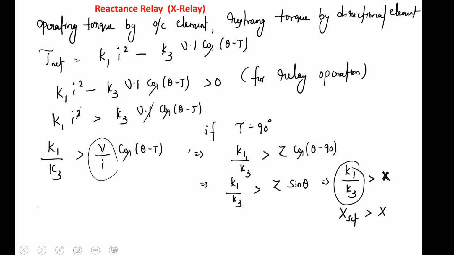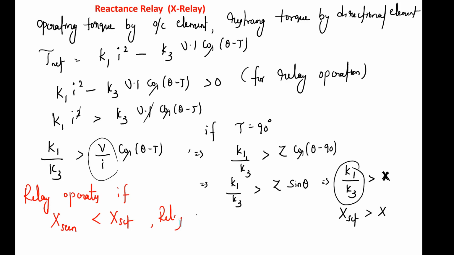So the reactance relay operates if the reactance seen by the relay is less than X set. The relay will not operate if the reactance seen by the relay is greater than or equal to the set value. Okay, that is the philosophy.